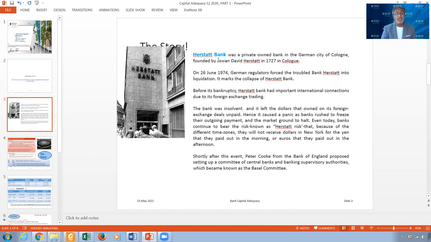Now, in 1974, on a Friday, there were some transactions and exposures of this bank, Herstatt Bank, to the American banks.